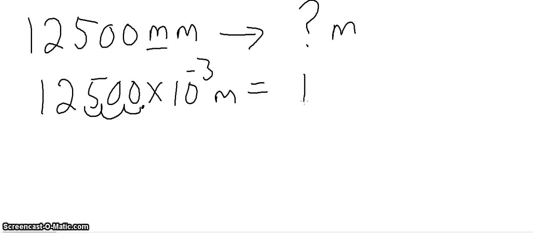So this literally means 12,500 millimeters is converted to 12.5. Let's make that point a little bigger. 12.5, because we've had to move the decimal place 3 places to the left, meters. So that is our answer.